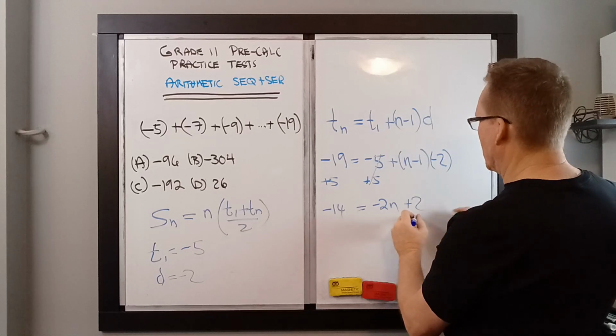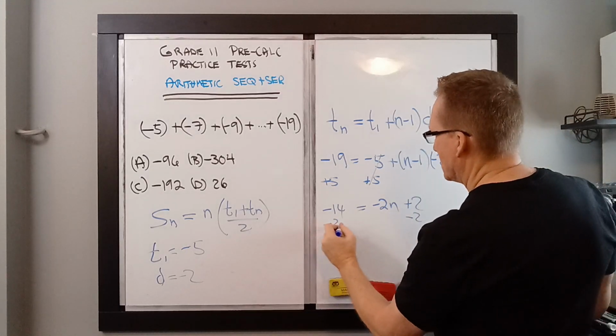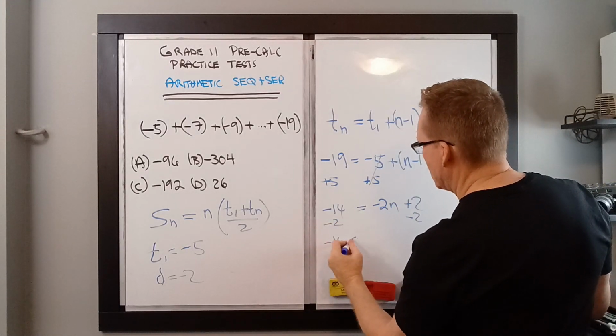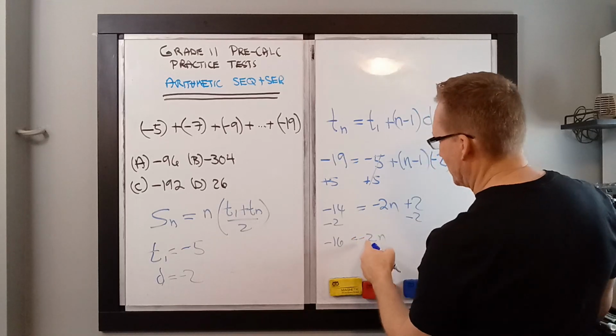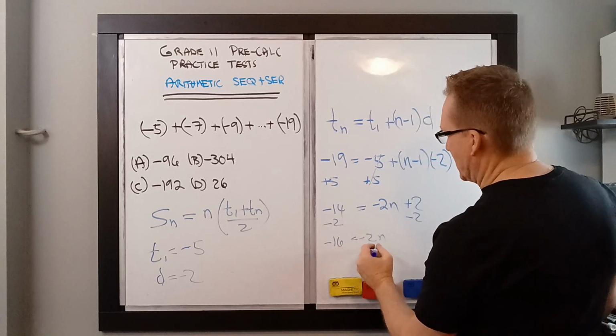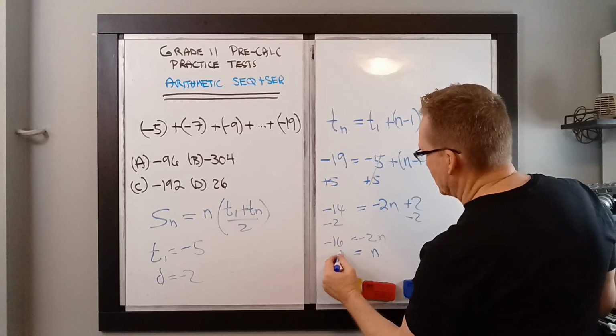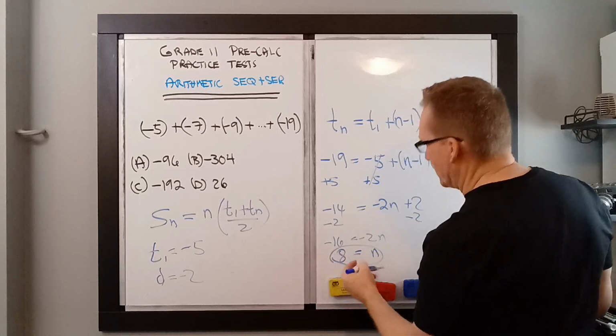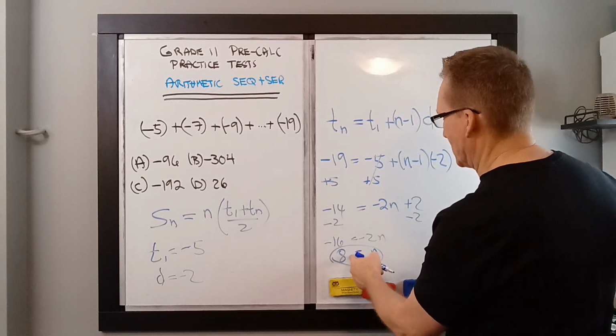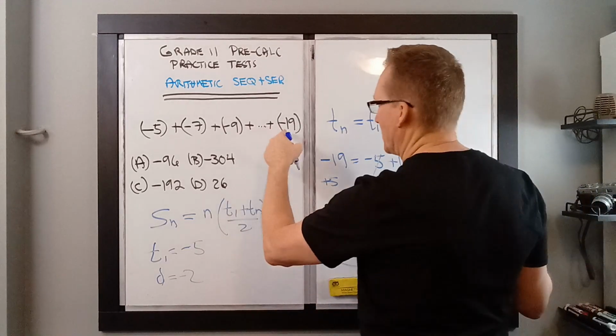Now we can subtract 2 from both sides. We're left with minus 16 equals minus 2n. Divide by negative 2 on both sides, and you get n equals 8. You can't have a negative number for the n value. If you did, you know you're doing something wrong. So this should be the 8th term, 8.